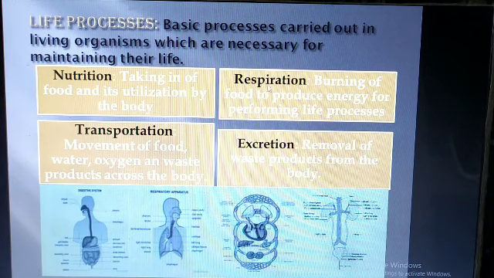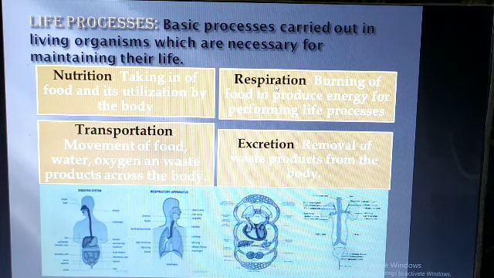Second is respiration. When you put food inside your body, your food is the fuel for your body. When it's taken in, then it's burnt. Unless the fuel is burnt, energy won't be produced. So this food is taken in, it's burnt inside, and after burning, energy is produced that helps us to run our life. Eating leads to sleeping, talking, walking, running. All these works are done with the help of energy. So respiration is the process by which the burning of food takes place to produce energy for performing life processes.